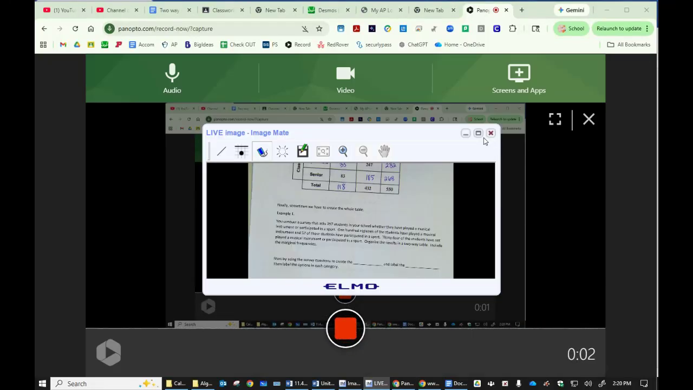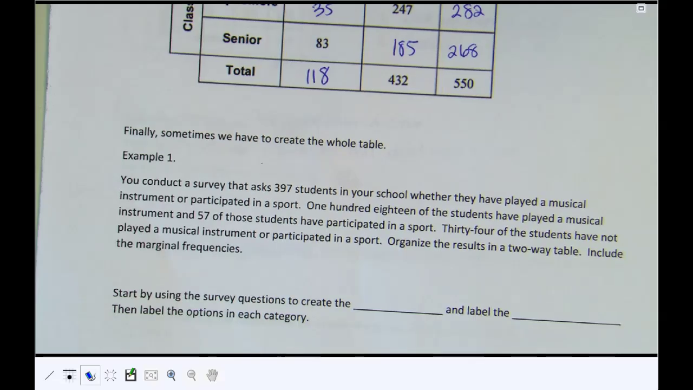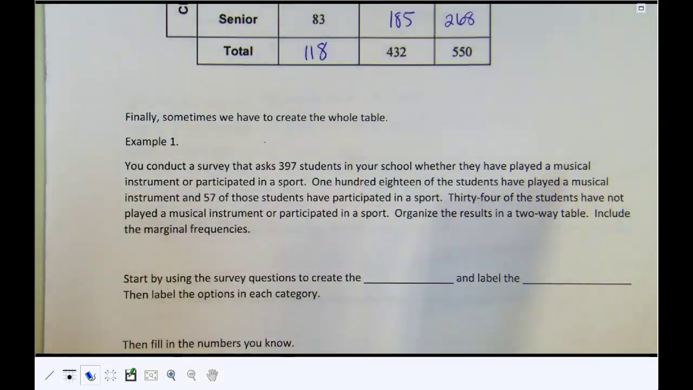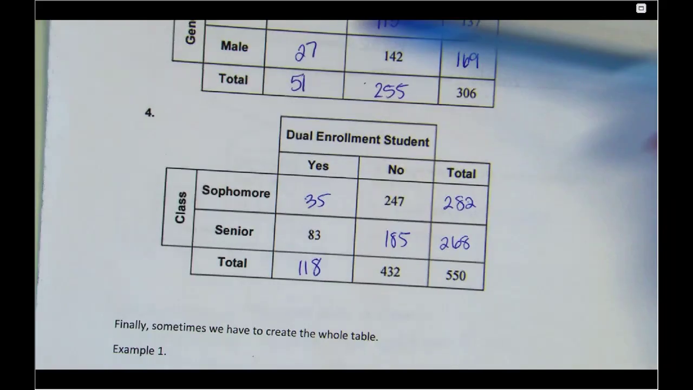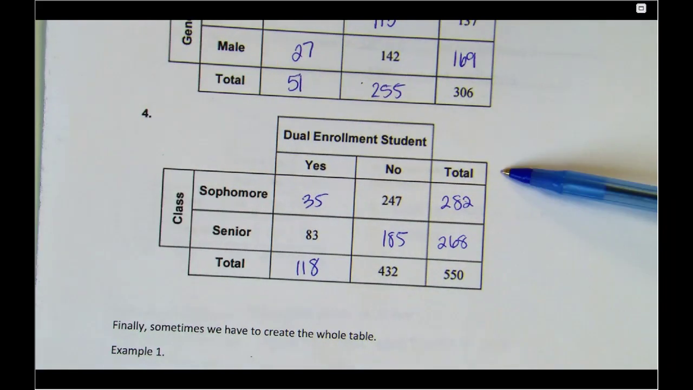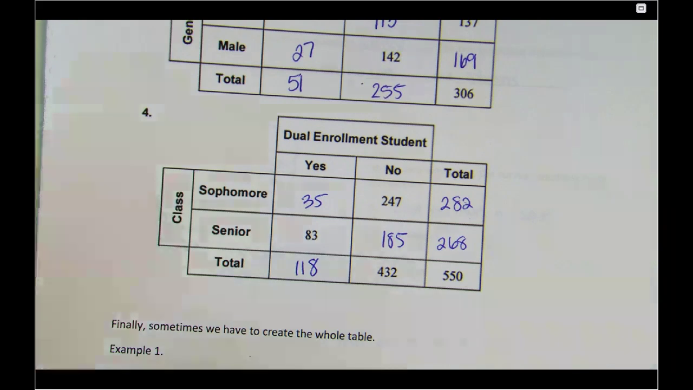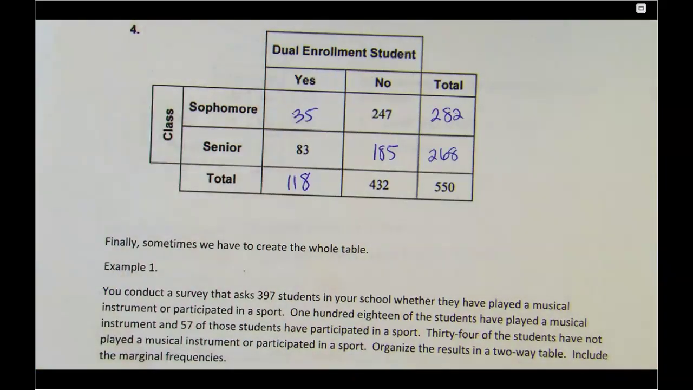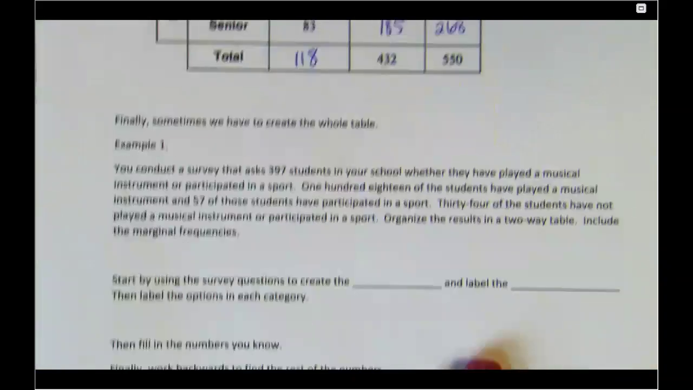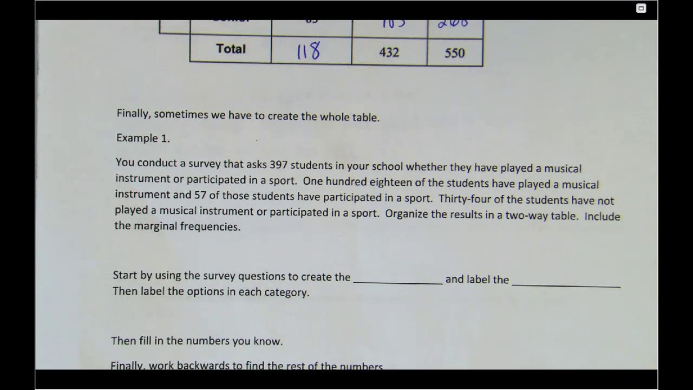Okay, so we are just finishing up this stuff. Yesterday we talked about how sometimes you have to work backwards and get those missing pieces, which is fine. It's all subtraction, or maybe addition if you go forward. But lastly, sometimes we have to create the whole table. Okay, so here's the information.